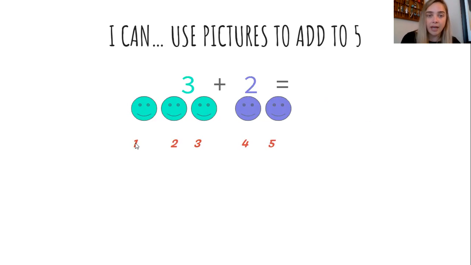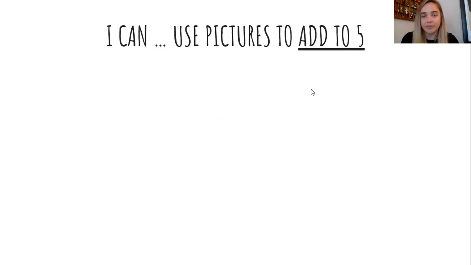Let's count how many smiley faces we have all together. 1, 2, 3, 4, 5. So when we combine 3 and 2, we get 5 all together. So let's read our number sentence. 3 plus 2 equals 5. Let's try another one.